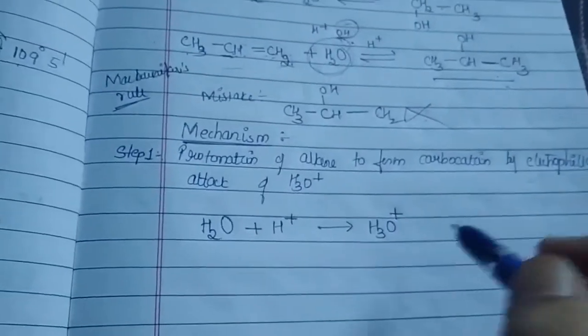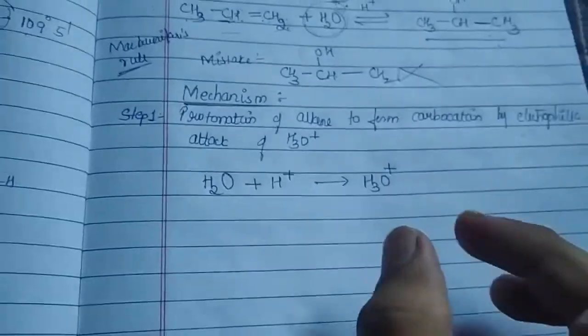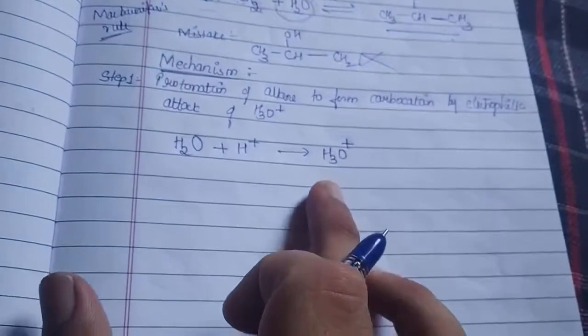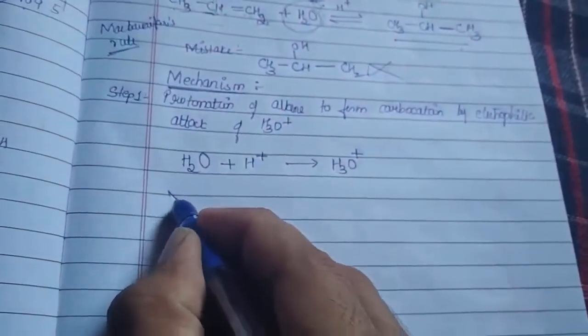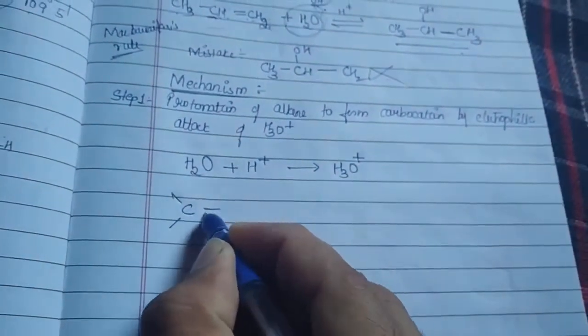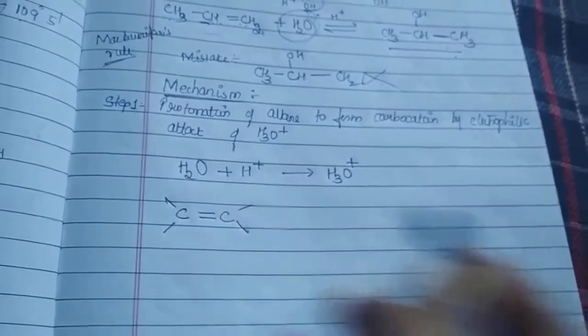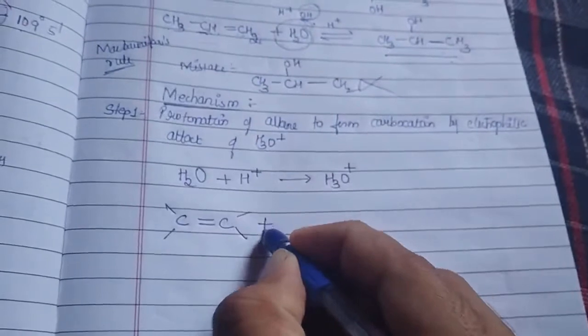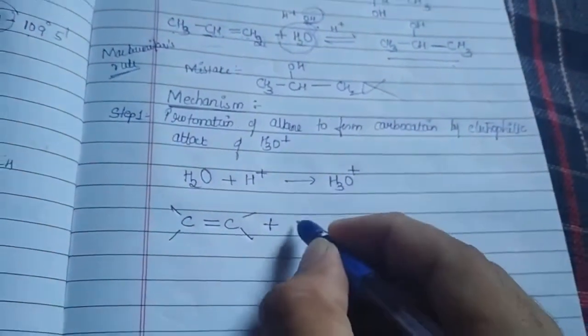Are you able to understand? So this sign is very much important. So once this hydronium ion has been formed, now it will attack our alkenes. So generally I will take my alkenes in this way. C bond C. So now what it will try to do? So if I am going to write my H3O+ in a proper way, I can write it in this way.